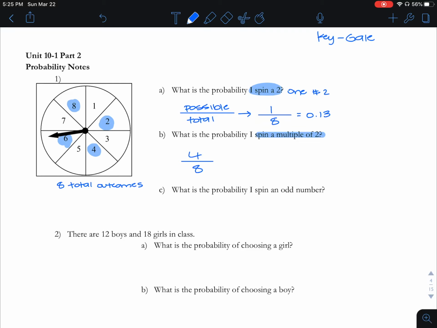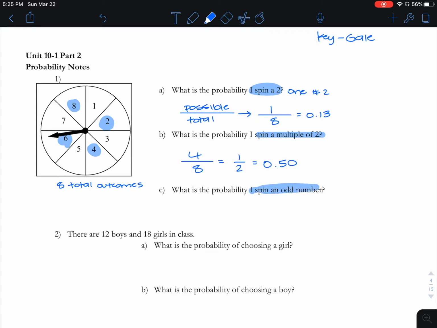Can I reduce that fraction? Yes, I can. I get 1/2, which is 0.50. These are both answers I would accept. So either one, give me a fraction in the most simple form that you can get it in, or give me a decimal with 2 numbers after that decimal. Okay. All right, next one.